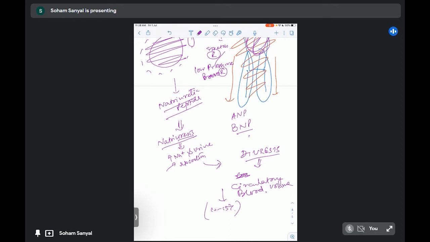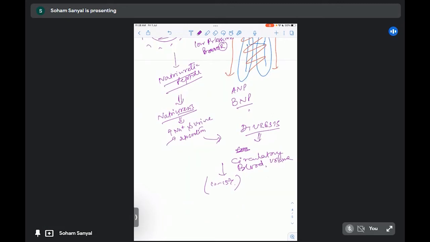So basically what happens, when this person suddenly comes back to earth, there is no problem in space, because the circulatory blood volume decreases and his BP gets reset at that range. As long as he is up there, there is not much of an effect. But once he comes back, what happens?